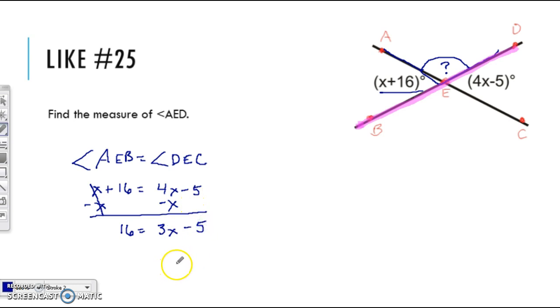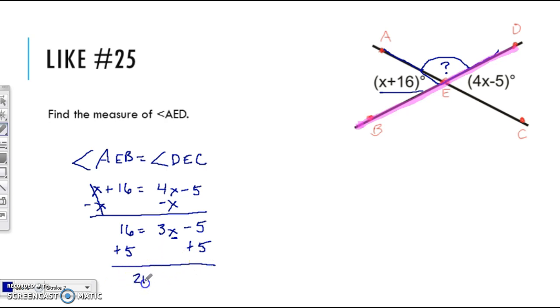Now I have a two-step equation. I'm still trying to solve for x. I want to get him by himself. So I'm going to get rid of anything that I'm adding or subtracting first. Right now I am subtracting 5, so I'm going to do the opposite of that, which is to add 5. And anything I do to one side of the equation, I have to do to the other to keep it balanced.